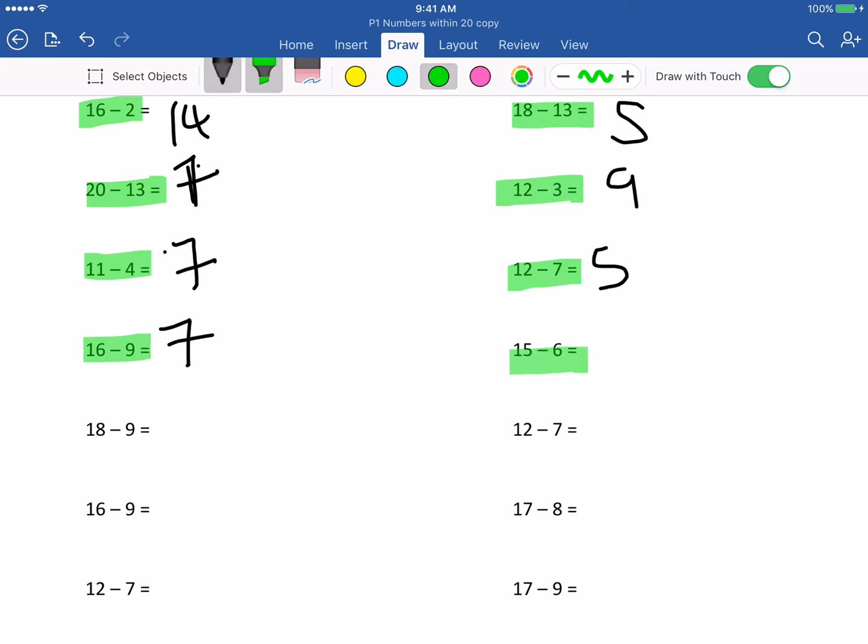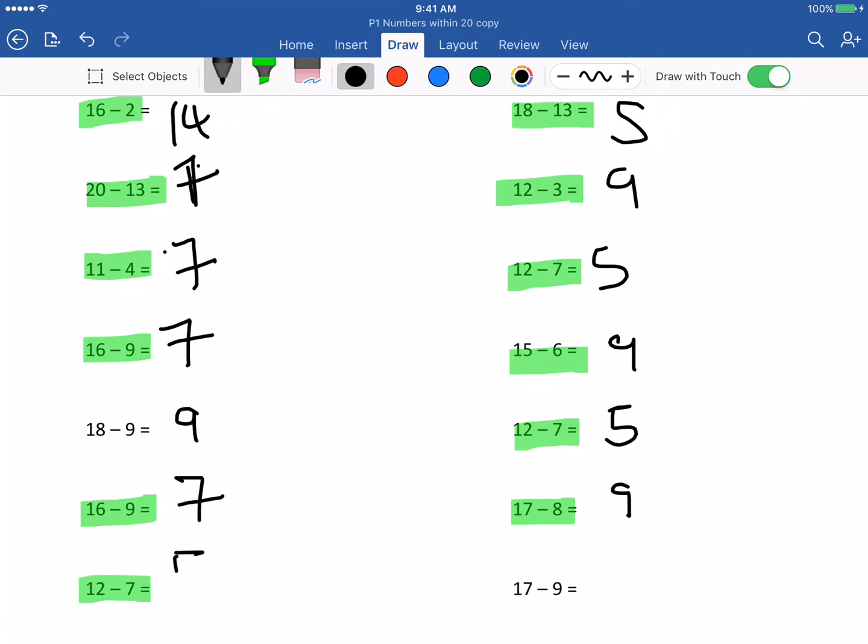15 minus 6 is equal to what? 9. 18 minus 9 is equal to 9. 12 minus 7 is equal to 5. 16 minus 9 is equal to 7. 19 minus 8 is equal to 9. 12 minus 7 equals 5. And 17 minus 9 is equal to 8.